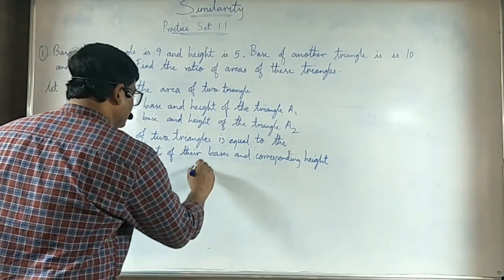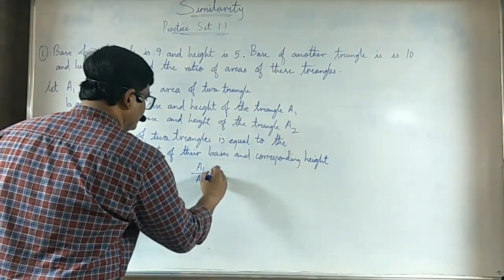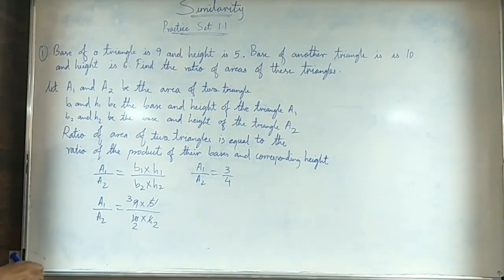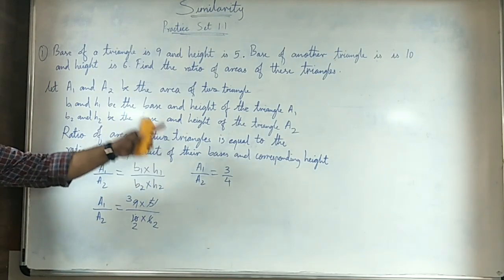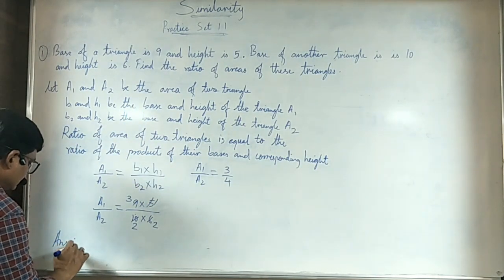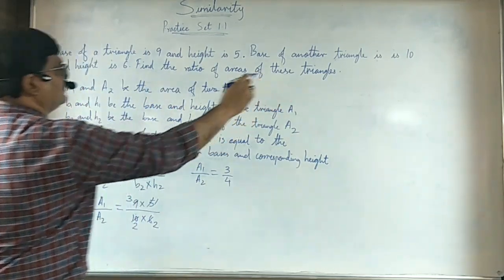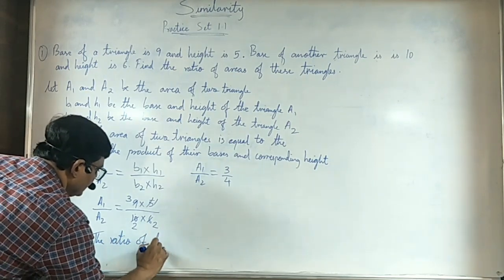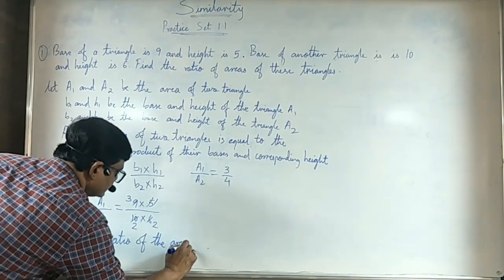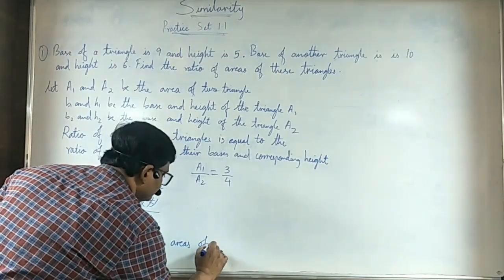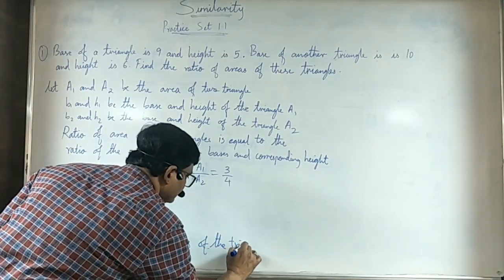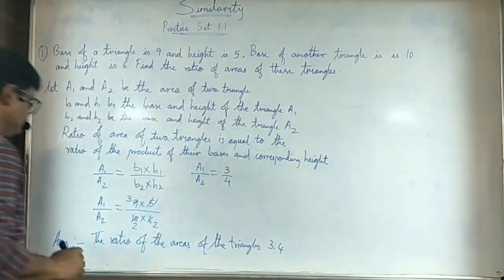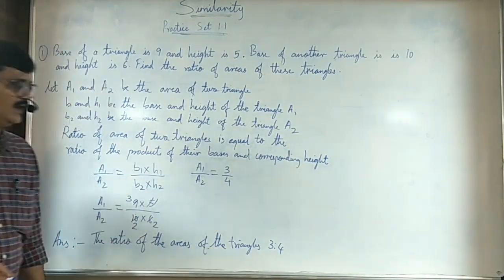So you will be getting A1 upon A2 is equal to 3 upon 4. This is what we got, the ratio of the areas of the two triangles. And simply, you have to write the final answer. You are told to find the ratio of the areas of the triangles, so you write: the ratio of the areas of the triangles is 3:4. We have the final answer.